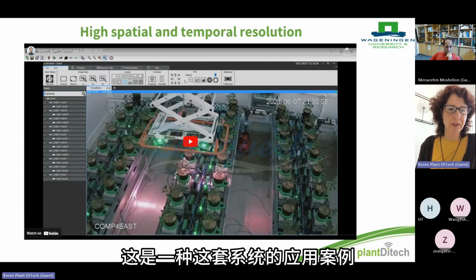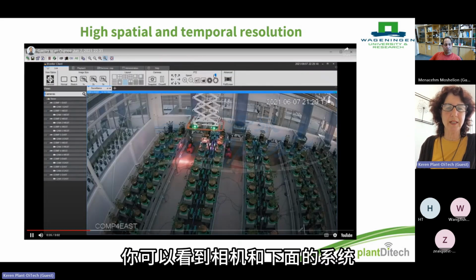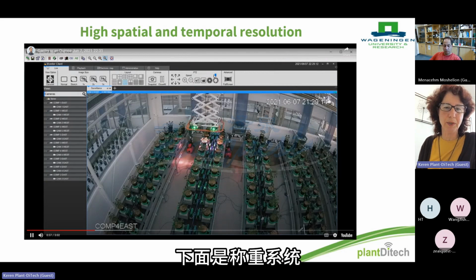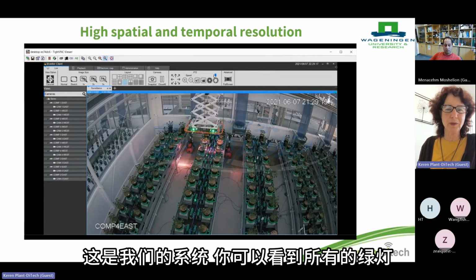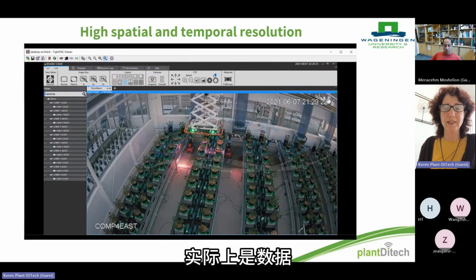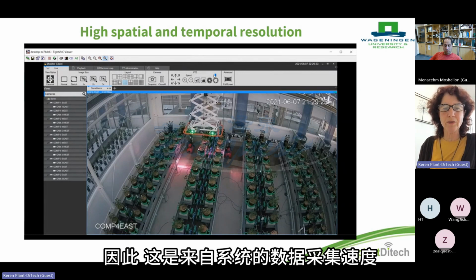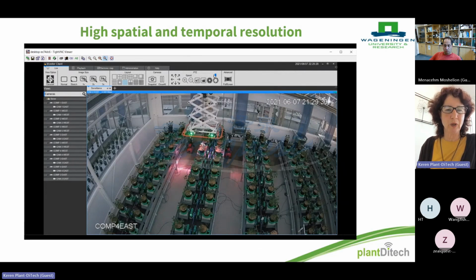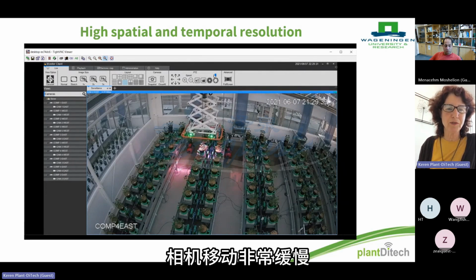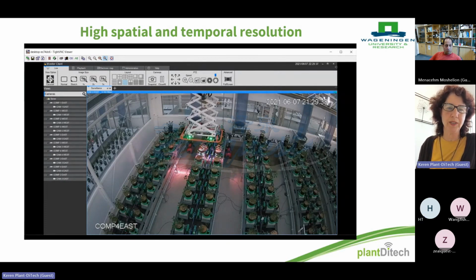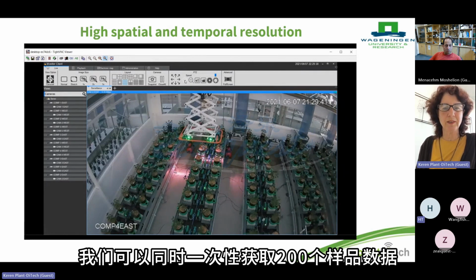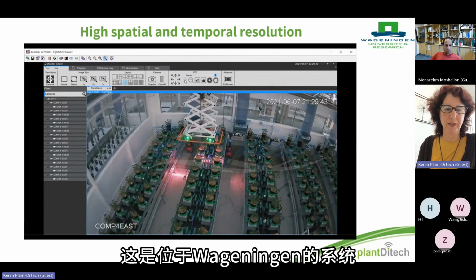This is just an example of such a system where you can see the camera as well as the system below. The lysimeter system below, this is our system. You can see all the green light taken. It's actually data taken. So this is the speed of data retrieval from the system. Very quickly, dynamic, all day long, where the camera moves very slowly and takes only a few plants at a time. We take all of this, 200 in this example, at a time. This is the system at Wageningen.